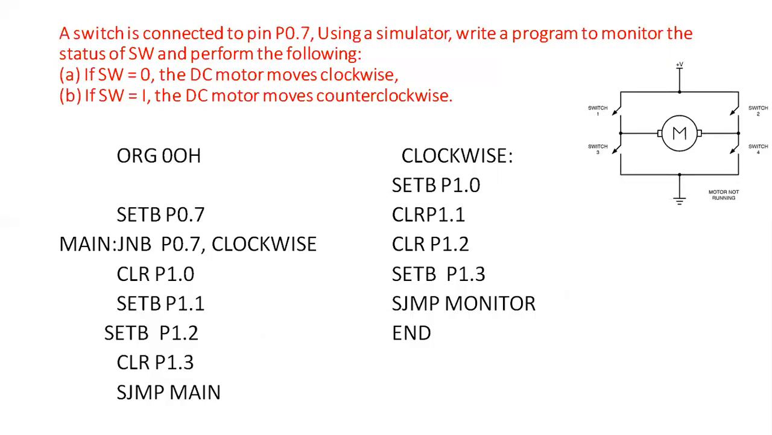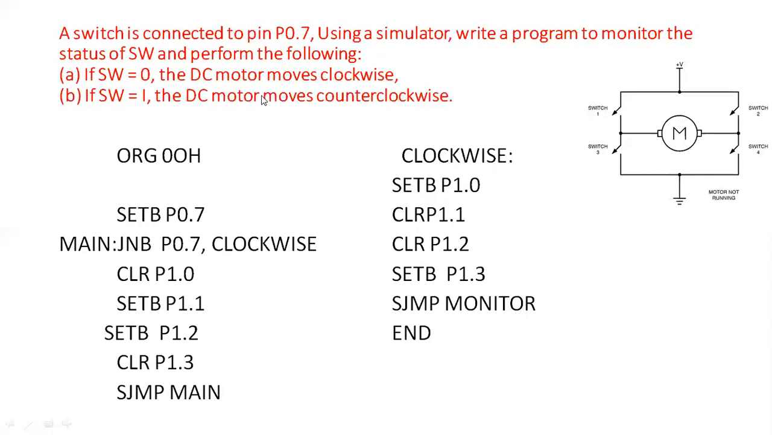Okay. Now we'll see the program. The switch is connected to port pin P0.7. Using a simulator, write a program to monitor the status of the switch and perform the following operation. If the switch equals 0, then the DC motor moves in the clockwise direction. If the switch equals 1, the DC motor moves in the anti-clockwise direction. So start the program.